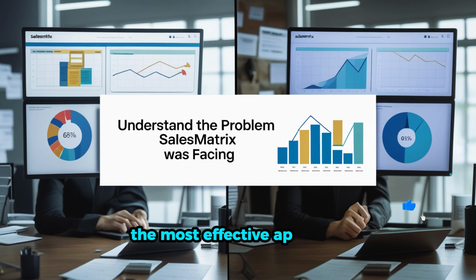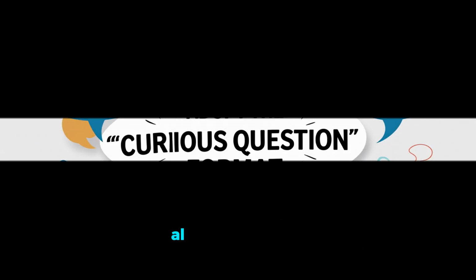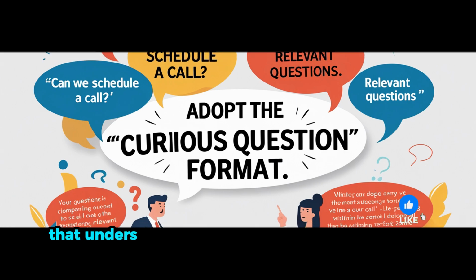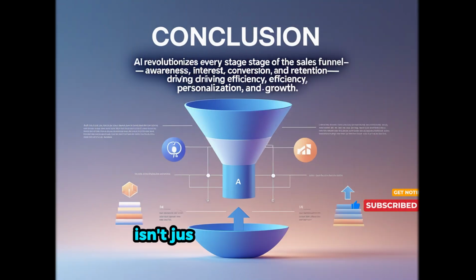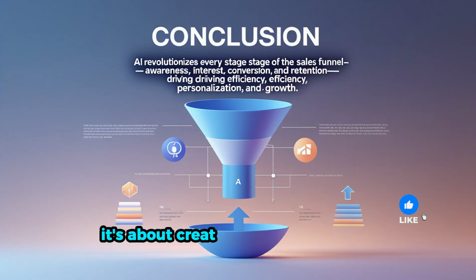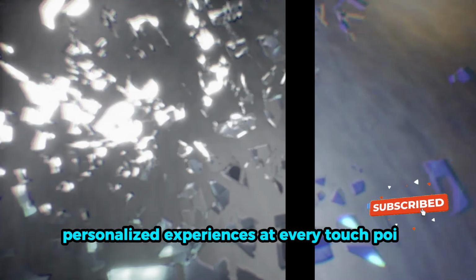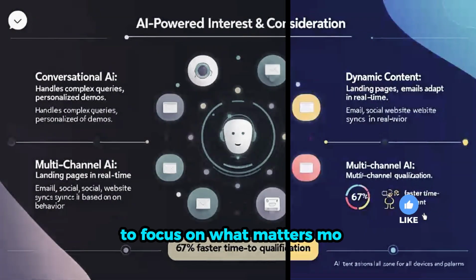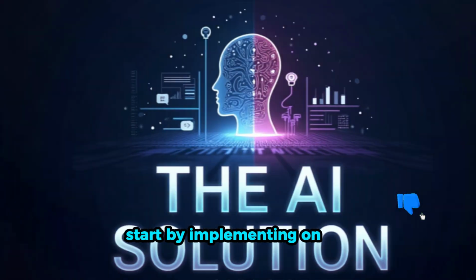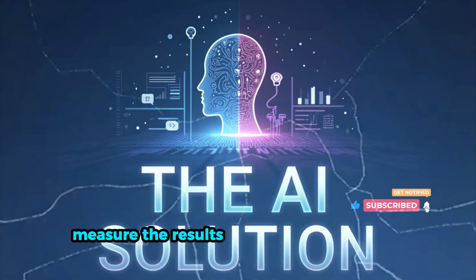The most effective approach combines proactive outreach with responsive support, all powered by AI that understands each customer's unique journey. Conclusion: integrating AI throughout your sales funnel isn't just about automation. It's about creating more meaningful, personalized experiences at every touchpoint while giving your team the insights they need to focus on what matters most. Start by implementing one AI solution at each funnel stage, measure the results, and expand from there.